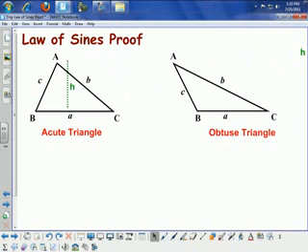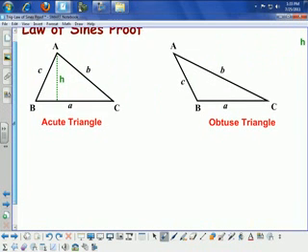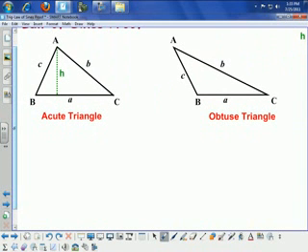First off, you will need to draw in a height. And I just perfectly drew that height in. And the beauty of the law of sines proof is we're just using basic trig identities. So I'm going to start with angle B. And notice when we drew in the height, we created a right triangle on this side, where h is now a leg of the right triangle, and c is the hypotenuse of that right triangle.